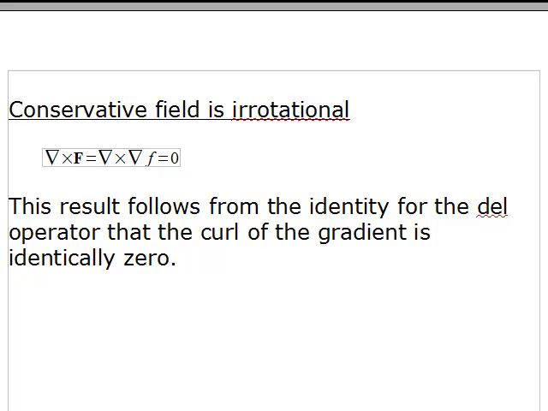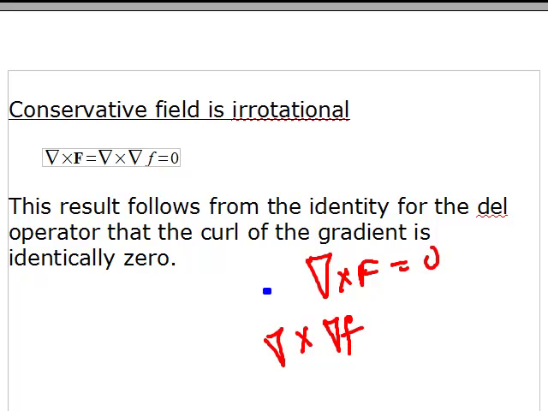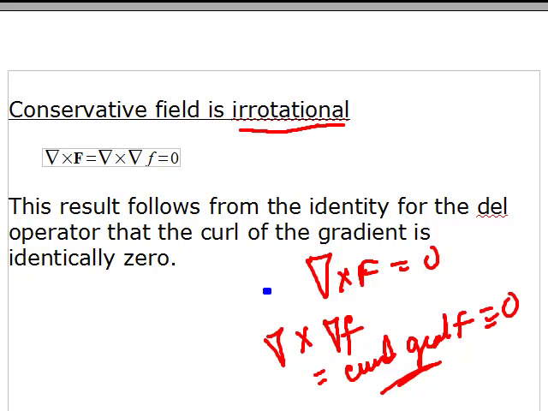Another property is that a conservative field is irrotational. Irrotational means that the curl of f is 0. The reason that holds is because f is the gradient of a function. So we're saying the curl of the gradient, and this is one of the del identities. It's identically 0, so the curl of f itself is 0, meaning that the conservative field is irrotational.